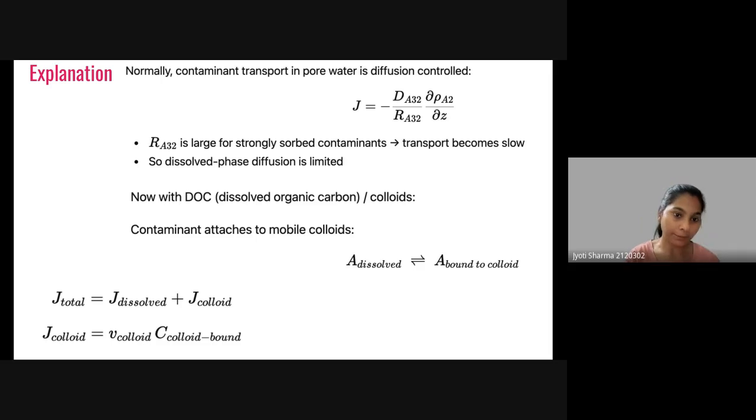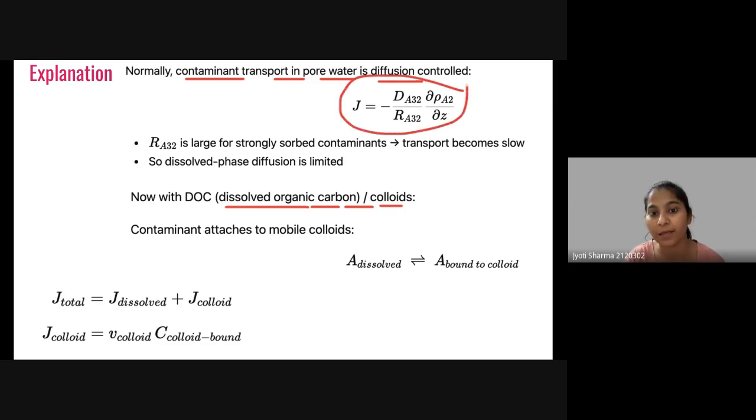DOC is dissolved organic carbon or colloid. Normally contaminant transport in the pore water is driven by diffusion. We have learnt about this. And here, Ra3 is very large for strongly sorbed contaminant, and that's how transportation will become very slow. So it means your dissolved phase diffusion is limited.